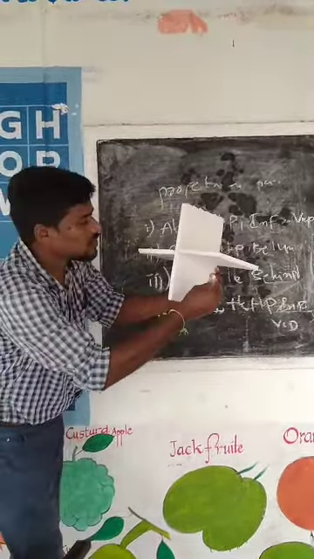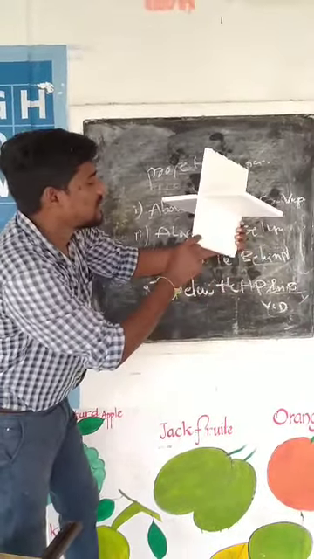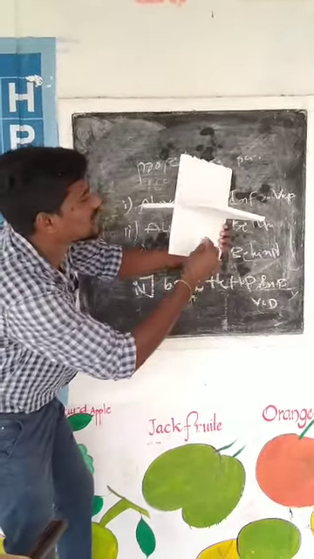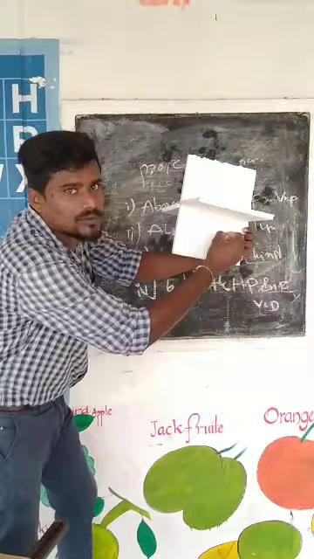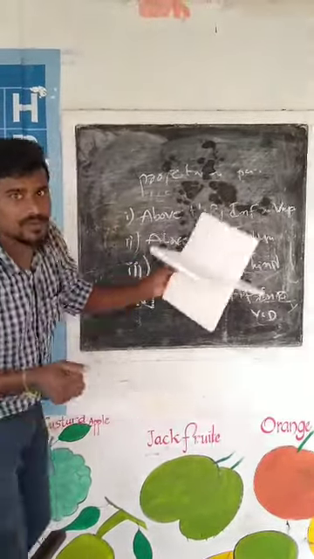Next, when we come to the third quadrant, this plane rotates this side. Next, the front view and top view rotate only clockwise.